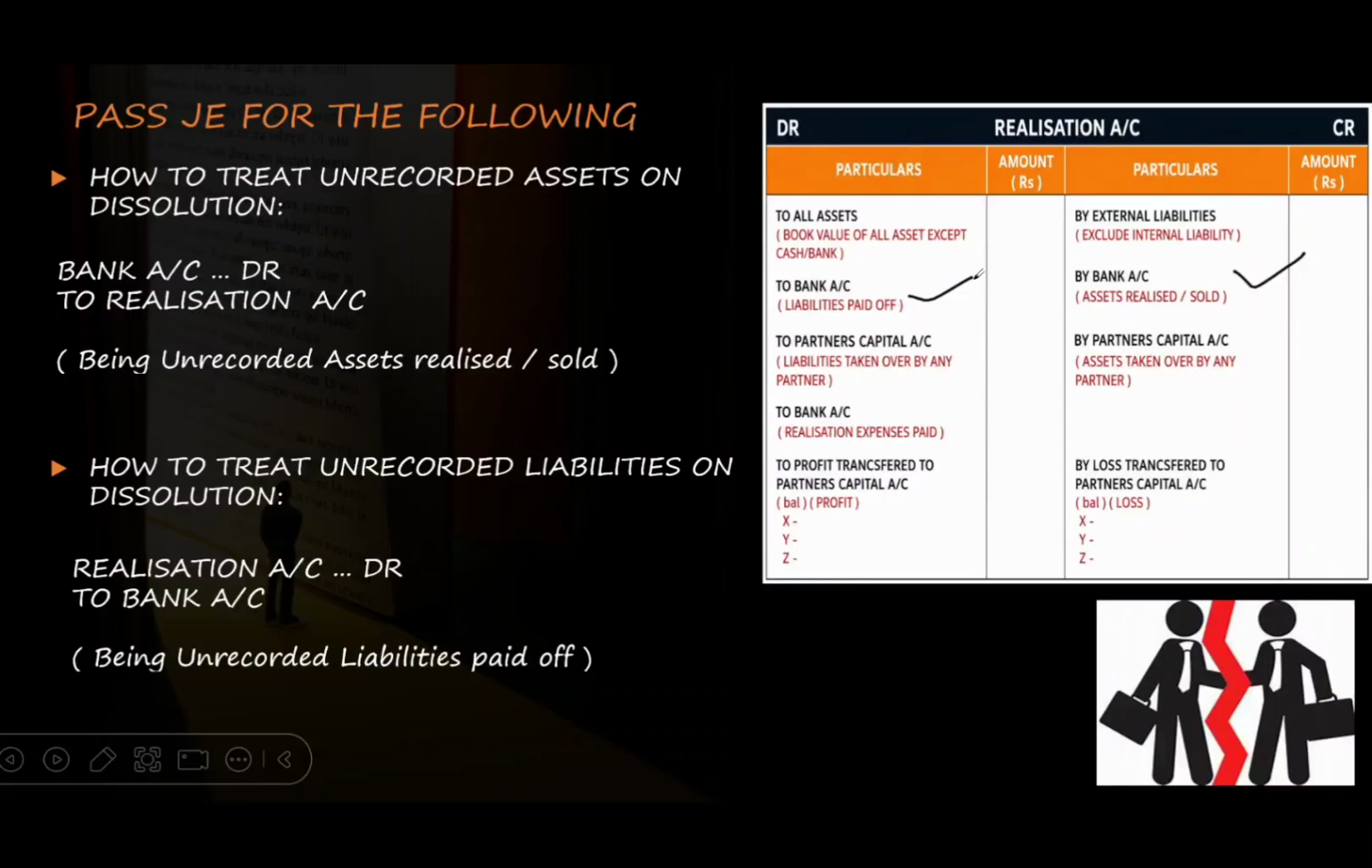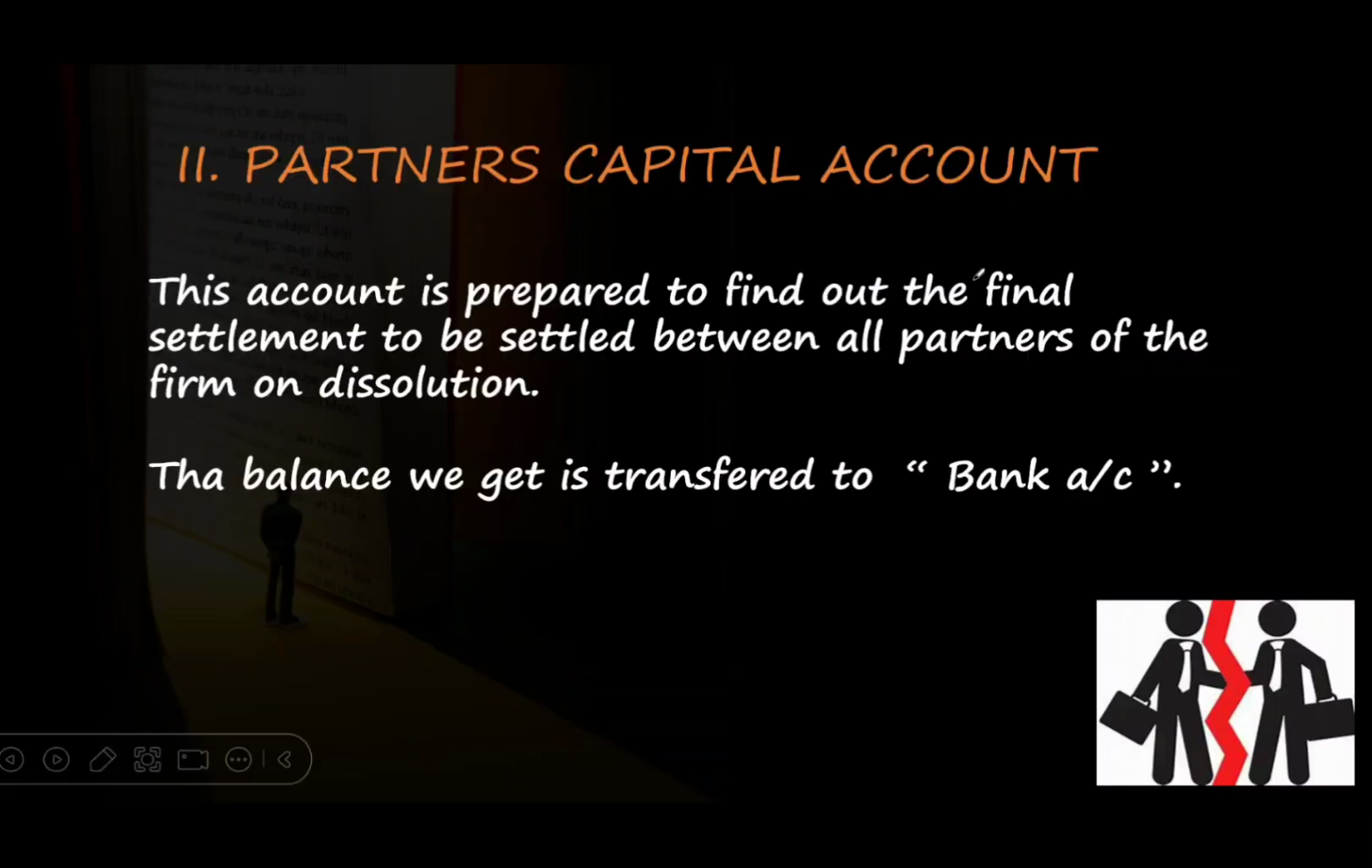Now let us see how to prepare the partner's capital account. This is the usual account we had prepared under admission and retirement. This account is prepared to find out the final settlement to be made to all the partners at the time of dissolution of a firm. The balance we get here is transferred to the bank account as it is the final settlement. This balance can be a debit balance or a credit balance. So this is the format of the partner's capital account.